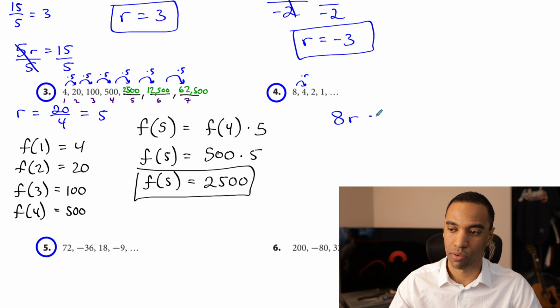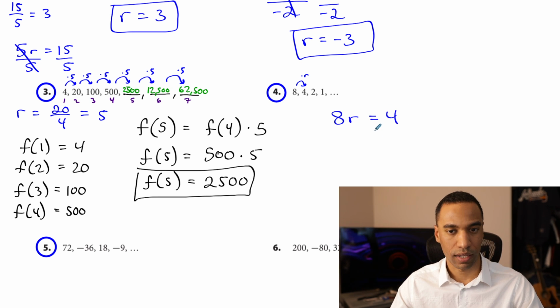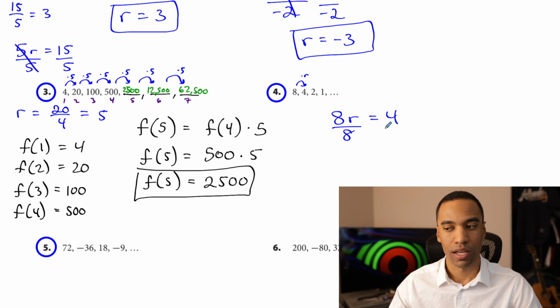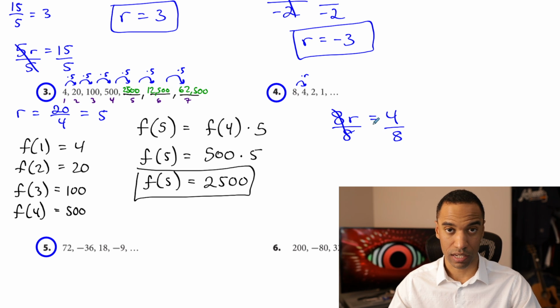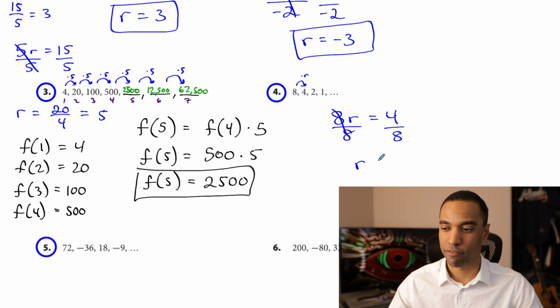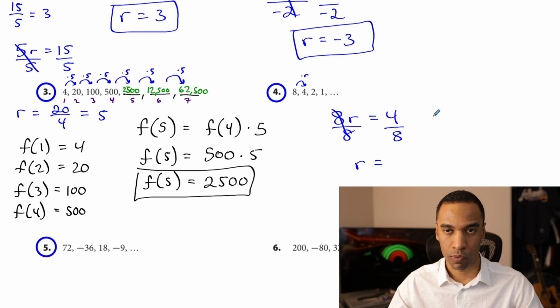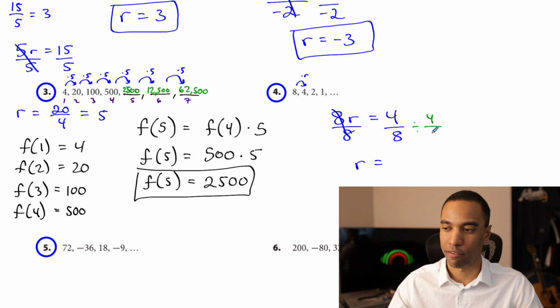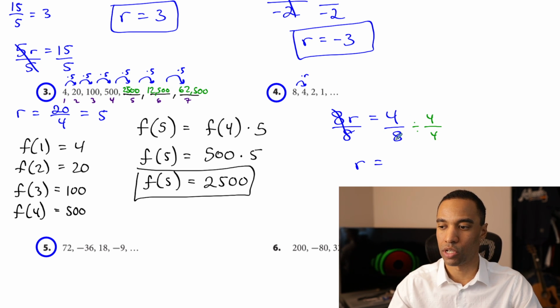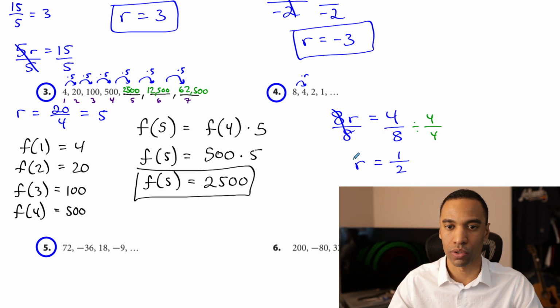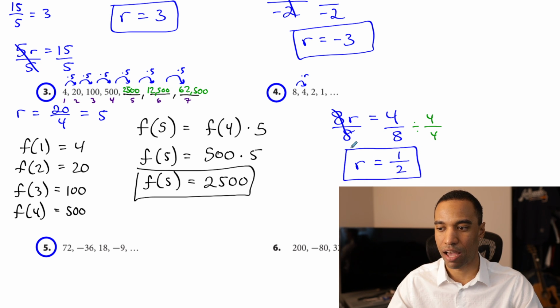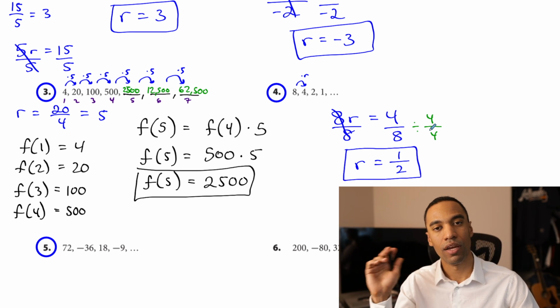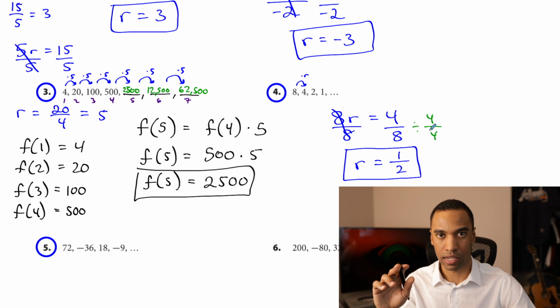8 times some unknown r equals 4. What is r? You divide both sides by 8. No, 4 divided by 8 is not 2. That's 8 divided by 4. 4 divided by 8, in fact, is a fraction that can reduce. I can divide top and bottom by 4 right here. 4 divided by 4 is 1. 8 divided by 4 is 2. If you got 4 out of 8 on a test, you got half your questions correct. R equals 1/2. 1/2 is what we'll be multiplying by each time here.